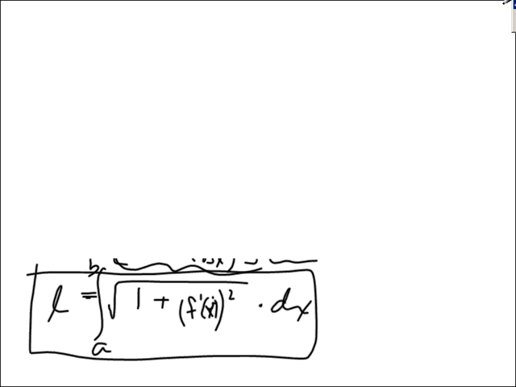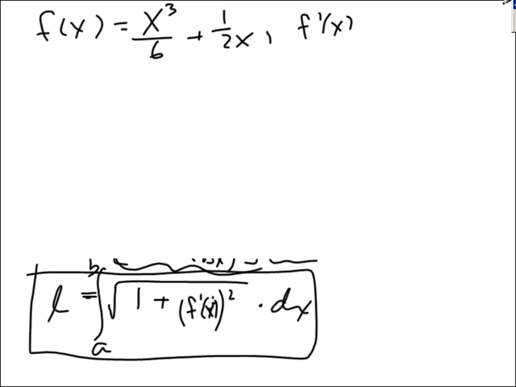So now let's do a concrete example. Suppose you have this function, f of x is equal to x cubed over 6 plus 1 over 2x. So now we need to find the derivative. Well, the derivative will be, the 6 just stays there for the first term. Derivative of x cubed is 3x squared. Fine, that reduces to that.